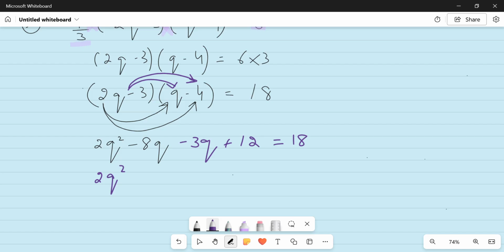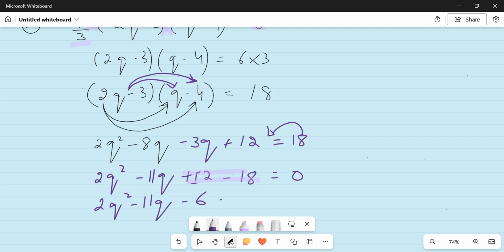So 11. Both have negative sign. So negative 11q plus 12, right? And this plus 18 comes on this side, it becomes negative 18 equals to 0. Okay, now 2q squared negative 11q plus, here it's plus minus is minus, so 18 minus 12 gives you 6, but the bigger number's sign, this 18 sign is negative, so it gives you minus 6 equals 0.